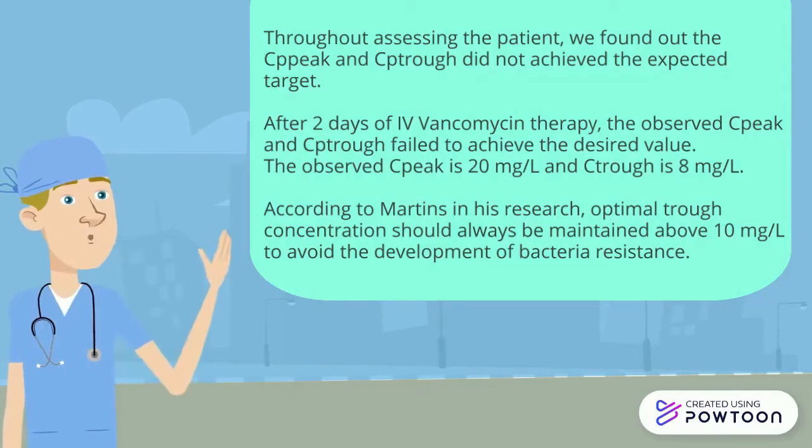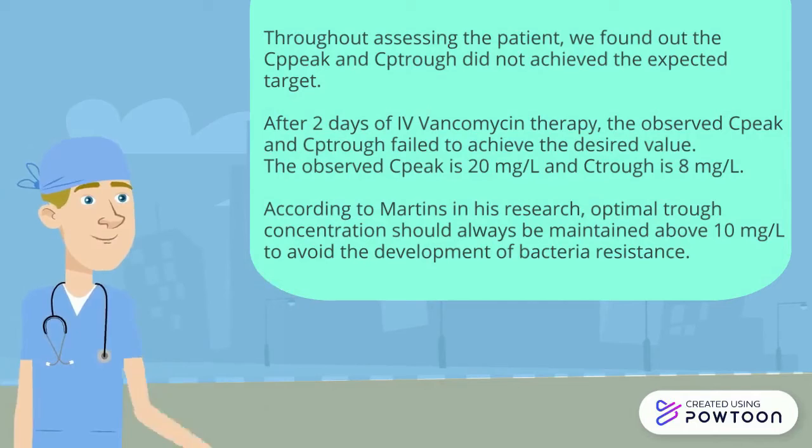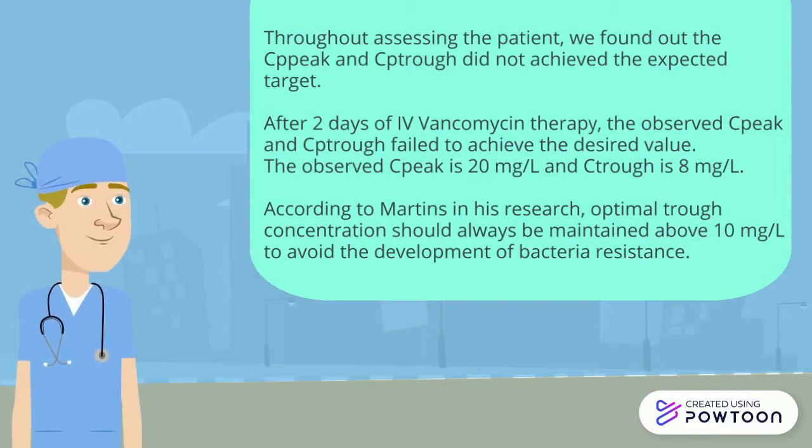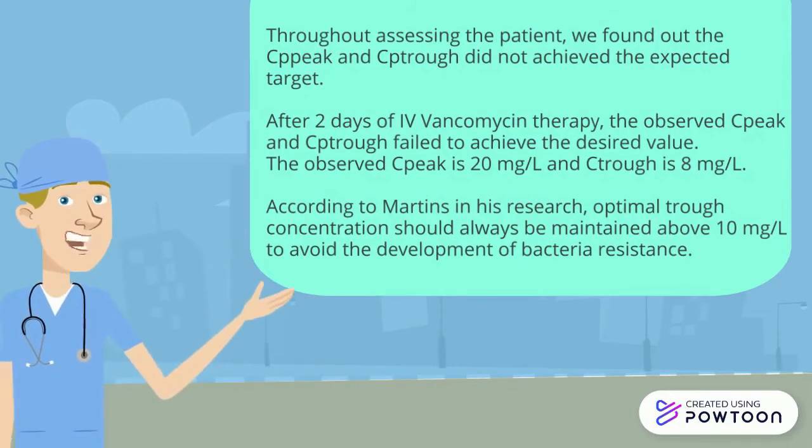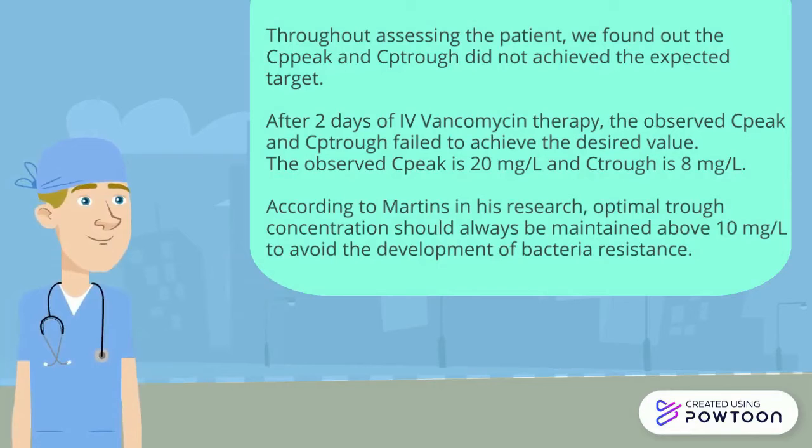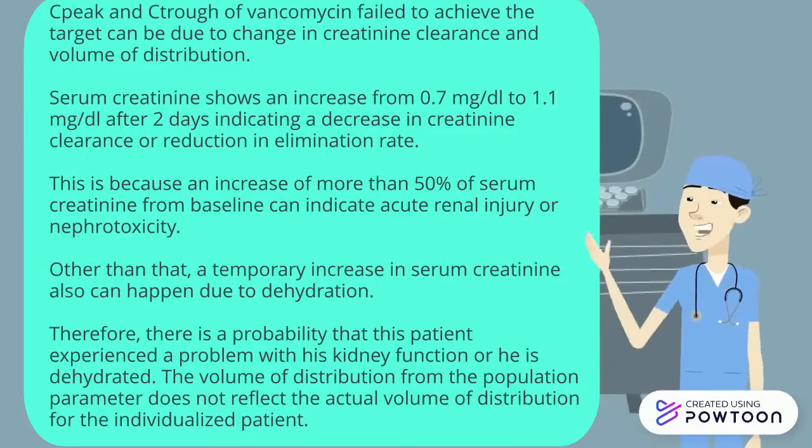Throughout assessing the patient, we found out that firstly, the C-peak and C-trough did not achieve the expected target. After 2 days of IV vancomycin therapy, the observed C-peak and C-trough failed to achieve the desired value. The observed C-peak is 20 mg per liter and C-trough is 8 mg per liter. According to Martins in his research, optimal trough concentration should always be maintained above 10 mg per liter to avoid the development of bacterial resistance.